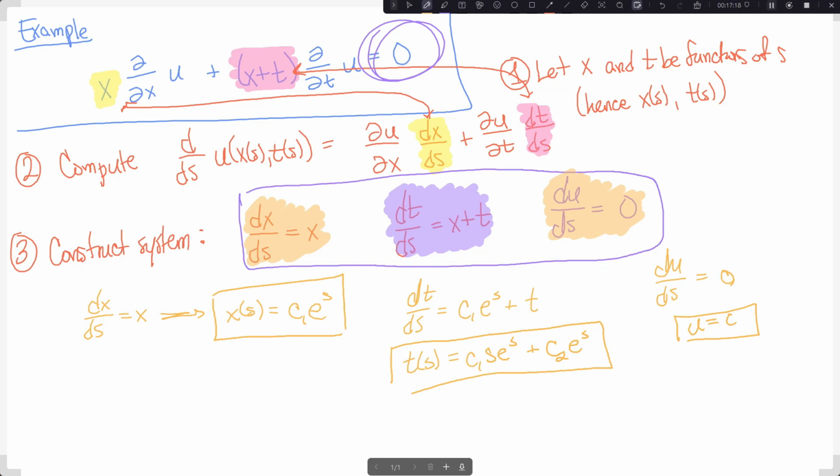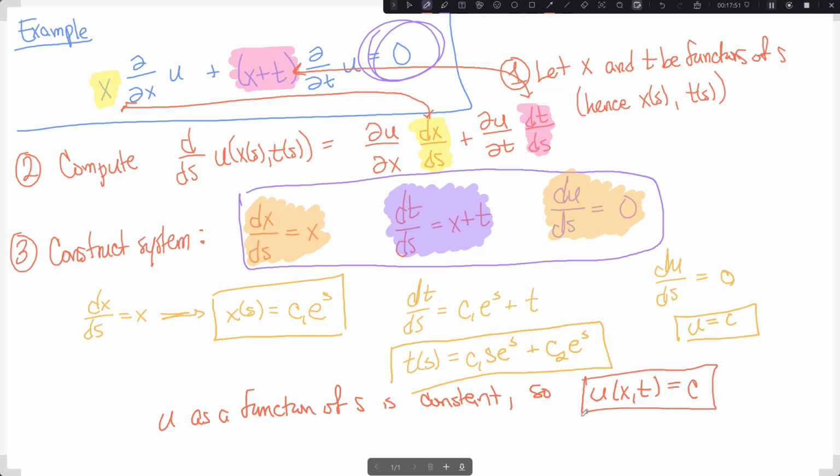Okay, so now we combine all three of these and we say u as a function of s is a constant, so then u, in fact as a function of s and x and t, since those together make up the function of s, is still just a constant. And this is interesting, right? You'd be like, why did I go through all that work just to find out that u is a constant? Well, you didn't necessarily see that right away. It wasn't clear to see that u should necessarily be a constant from the beginning.